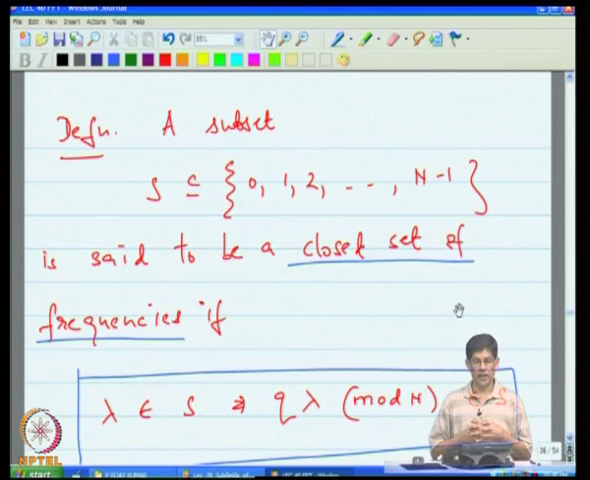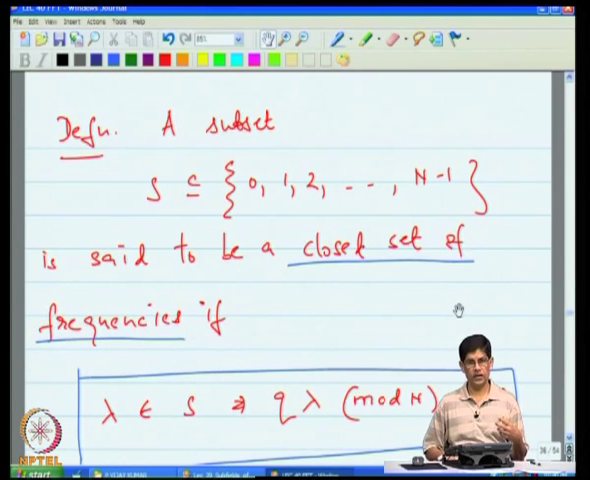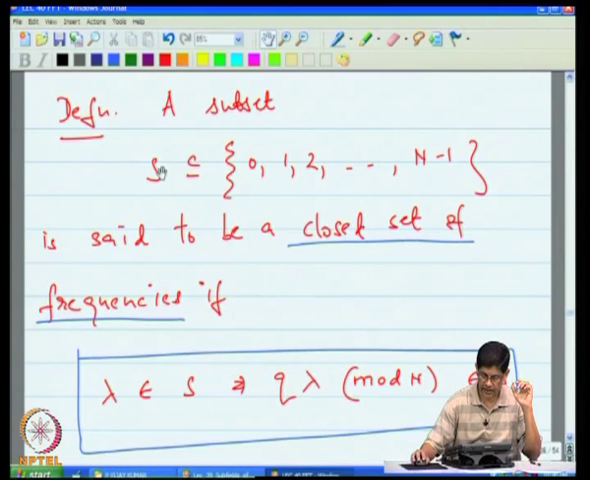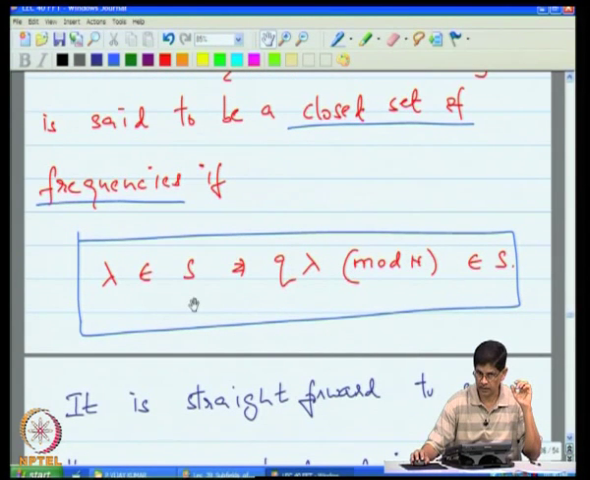So, now we are slowly winding our way to actually saying, look, I have given you a definition of cyclic codes, but in a sense I can give you a simpler definition of cyclic codes in the transform domain. So, that is where we are headed. Okay. So, a subset S of the integers from 0 to n minus 1 is said to be a closed set of frequencies, provided if lambda belongs to S, then q lambda must also belong to S. Okay. So, you typically think of these as conjugates, lambda and q lambda. So, if lambda belongs to S, then q lambda must also belong to S.